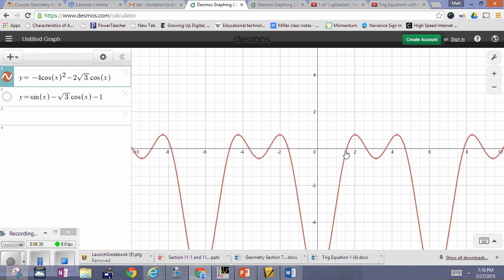Our solutions, as you recall, we got the pi over 2, we've got the 5 pi over 6, we got the 7 pi over 6, and we got the 3 pi over 2. So that validates our solutions there, from the analytical approach we took to solving the original equation.